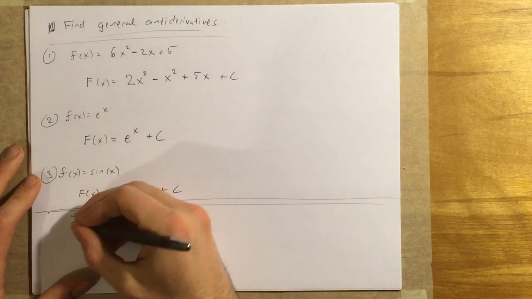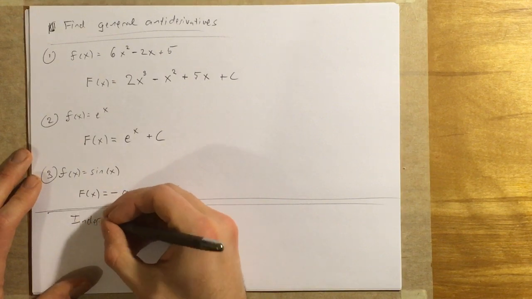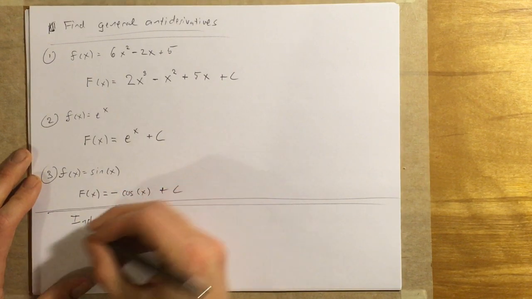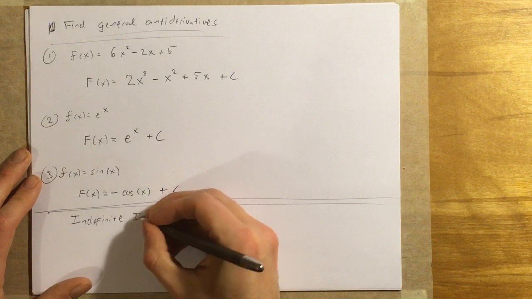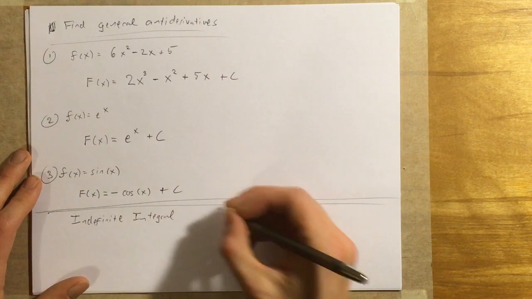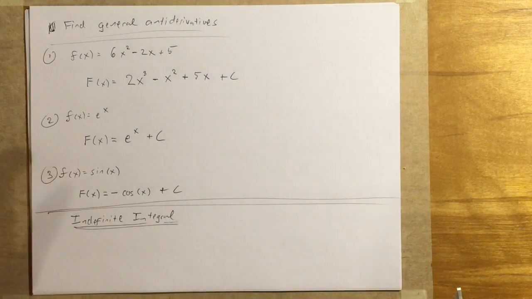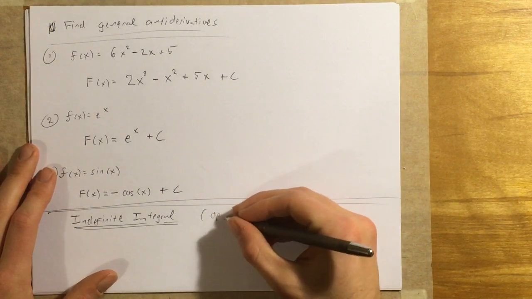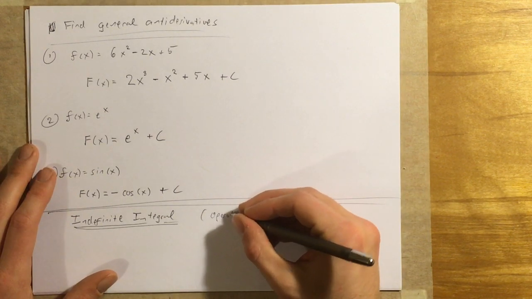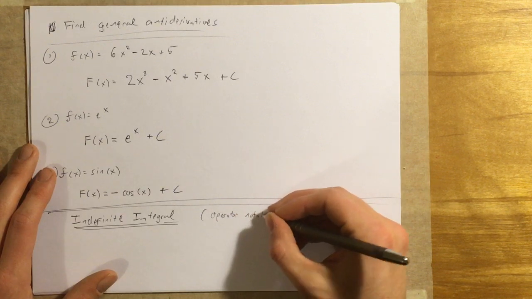Okay, so I'm going to introduce an idea called an indefinite integral. Later we're going to have definite integrals. Both of those are things we're going to learn about, but we're starting with what's called an indefinite integral. This is basically operator notation for antiderivatives.